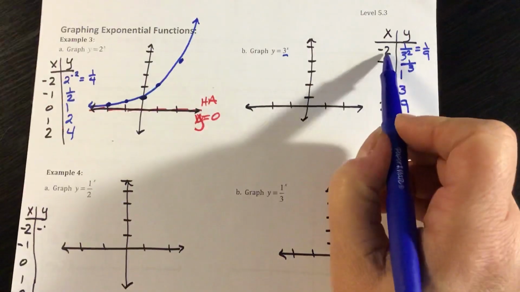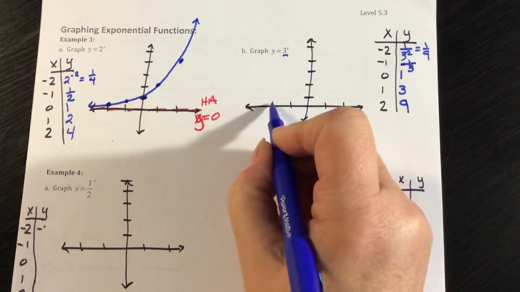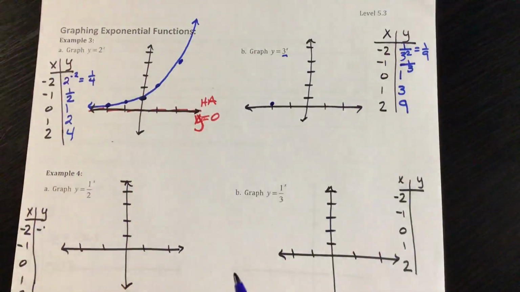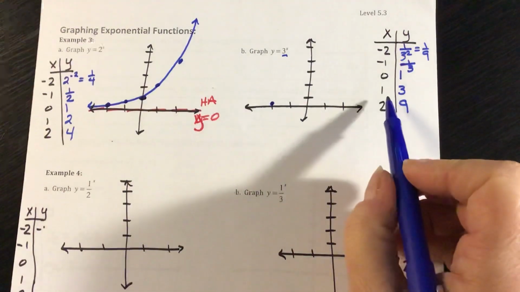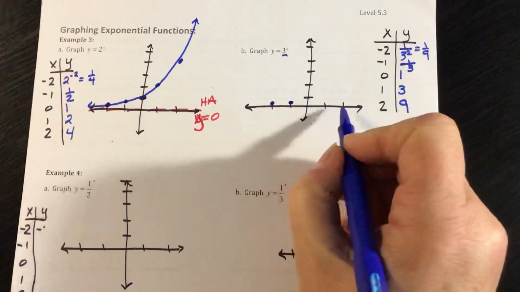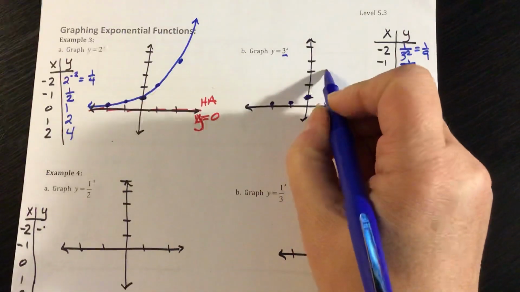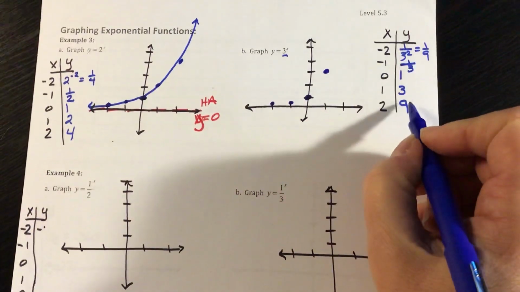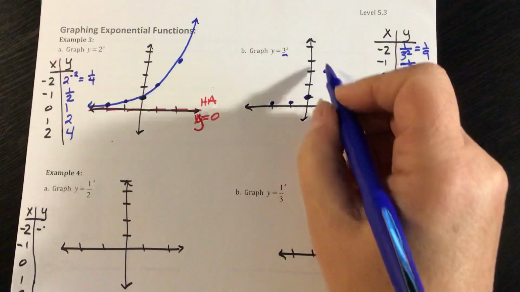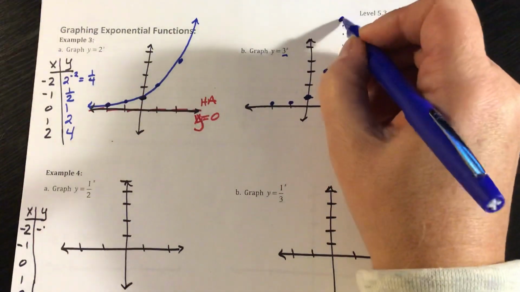So if I plot those points at -2, I'm going up very little. And at -1, I'm going up 1/3. Over 0 up 1. Over 1 up 3. And over 2 up 9. 3, 4, 5, 6, 7, 8, 9, be way up here.